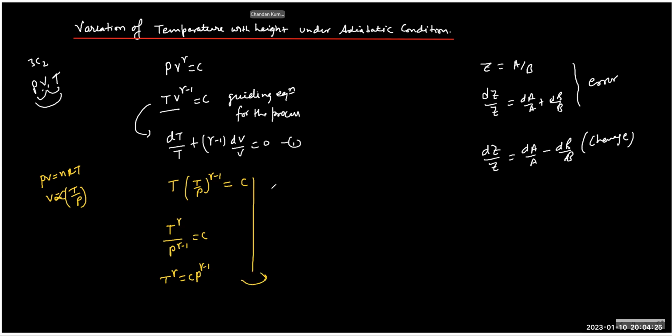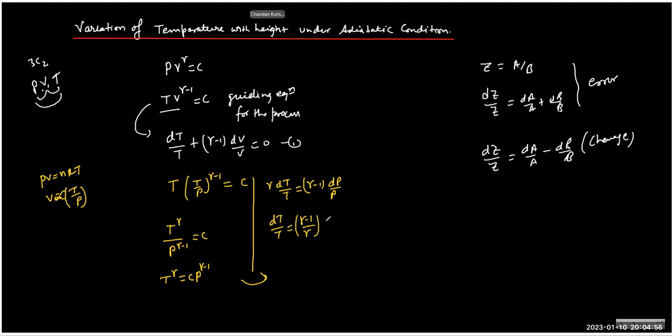So to differentiate, we can write gamma dT by T equals gamma minus 1 dP by P. It is clear, guys? Yes, sir. So dP by P, I can replace from here. So you can write dT by T is gamma minus 1 by gamma into dP by P.